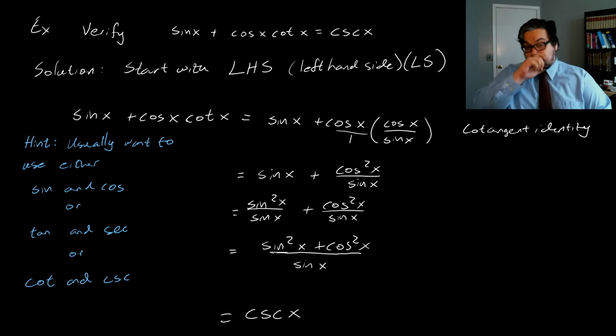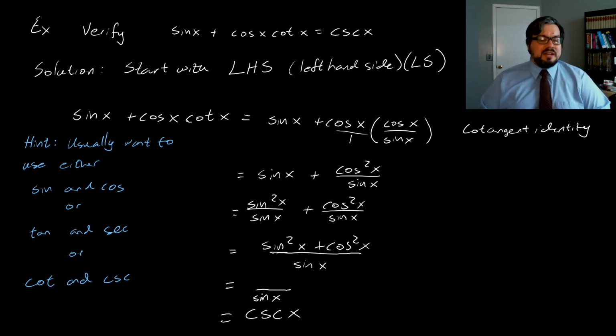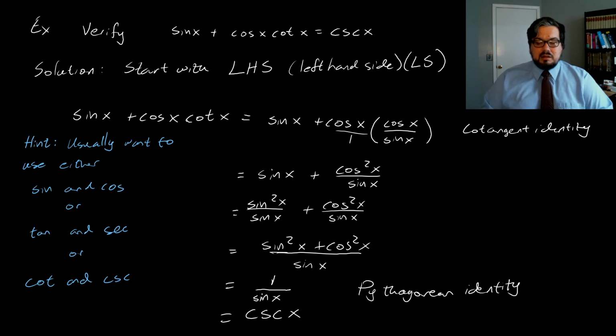So these three steps in the middle, we're just using algebra, really. We're not using any trigonometric identities. Now we will, though. We have sine x in the denominator, but now we have sine squared plus cosine squared. And pretty much whenever you see a sine squared plus cosine squared, you are probably going to want to replace that with 1. So this is the Pythagorean identity. And then 1 over sine x is in fact cosecant x. So this is a reciprocal identity.